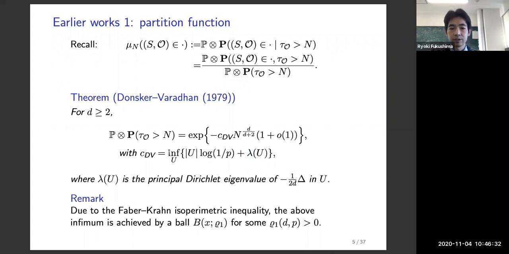But before that, if you look at this variational problem, it contains only the volume and the principal eigenvalue of the Laplacian. And there is a nice isoperimetric inequality, the Faber-Krahn isoperimetric inequality, which tells us that if you fix the volume of an open set U, then it is a ball which minimizes the principal eigenvalue of the Laplacian. So I am writing this quite general variational problem, but you can immediately reduce it to that for the ball. So it's essentially just a one-dimensional variational problem, and you can solve it. This infimum is achieved by a ball with a certain radius, which I will denote by ρ1.